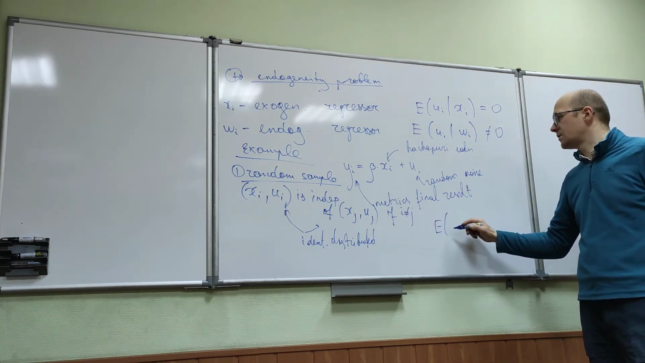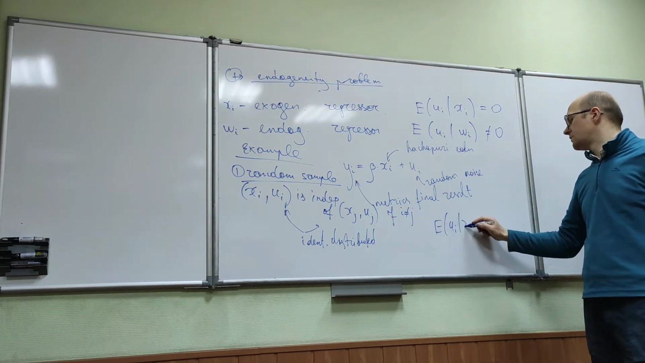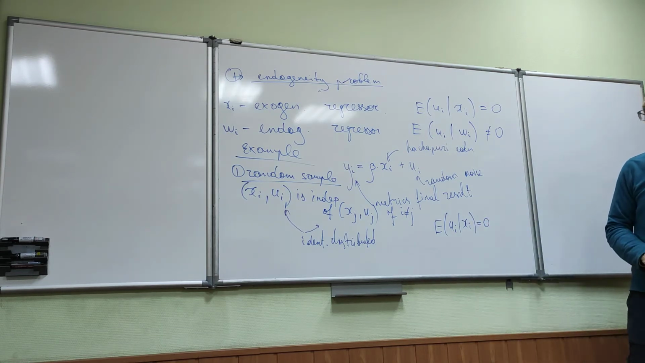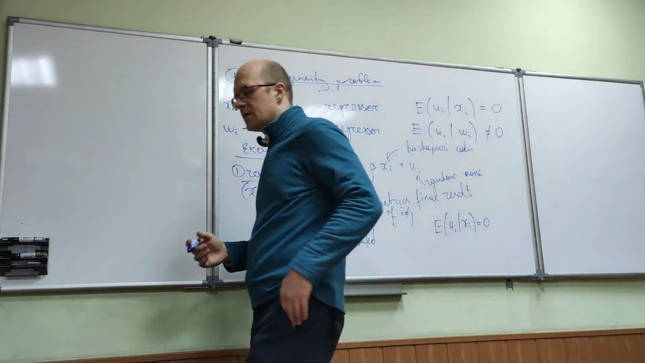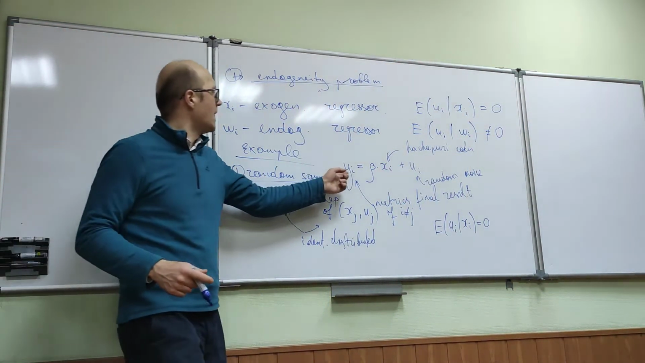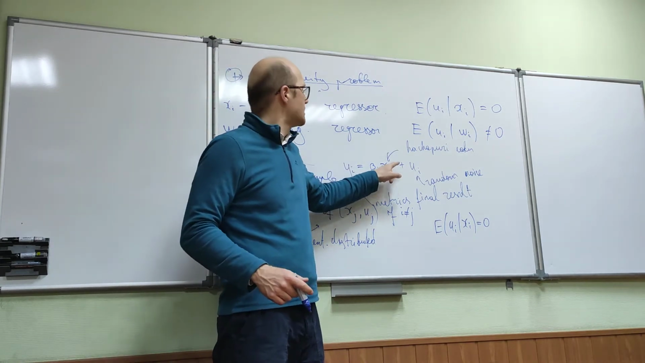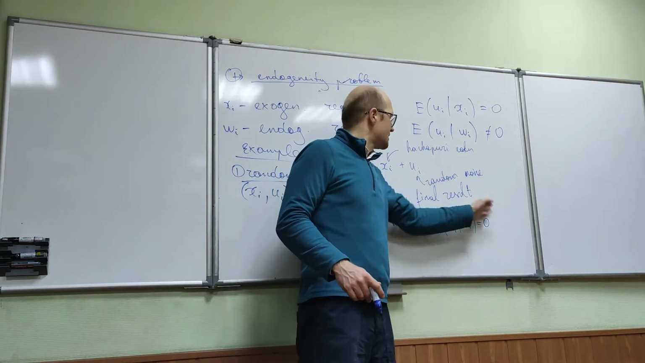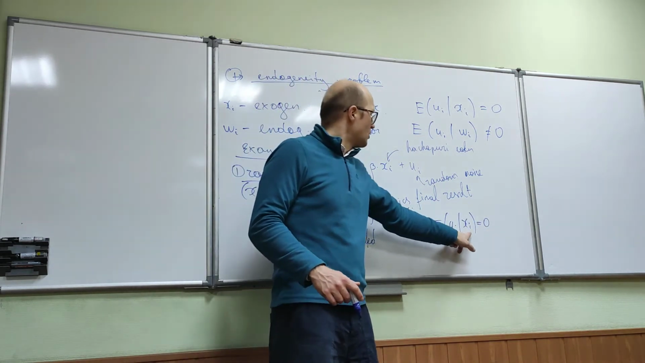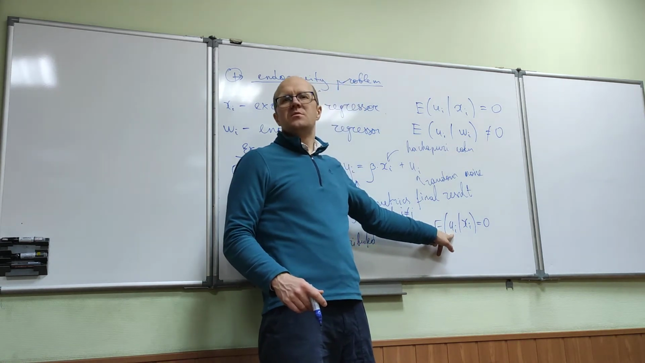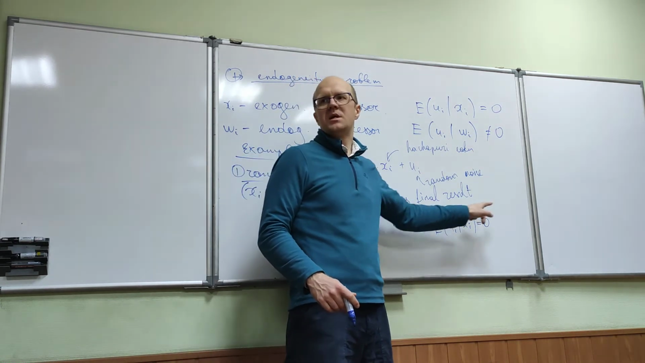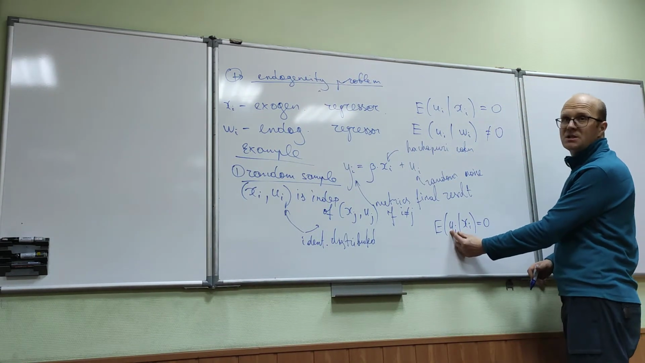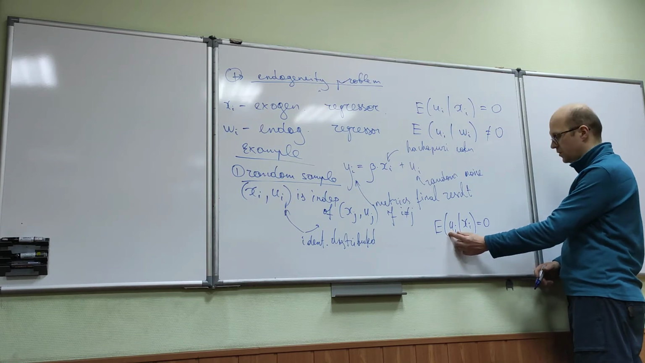Imagine that the expected value of u, this error term, given x is 0. So if you know the number of khachapuri eaten, you cannot predict u better than beta times x. So this error term is unpredictable. If you know x, you cannot predict u. It means that if you know x, the best point prediction of u is 0.